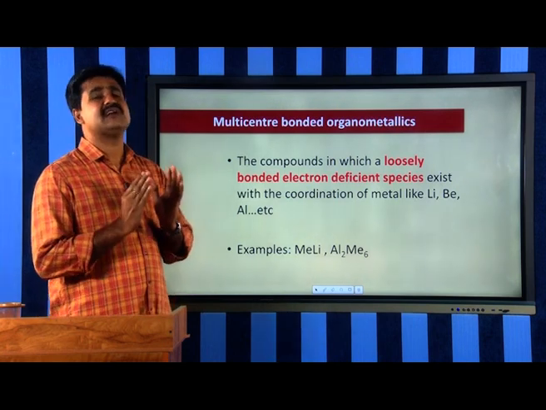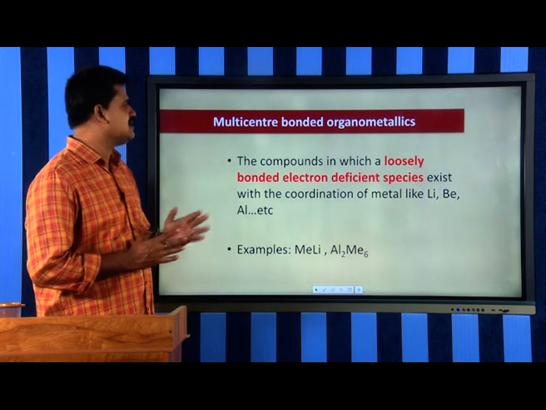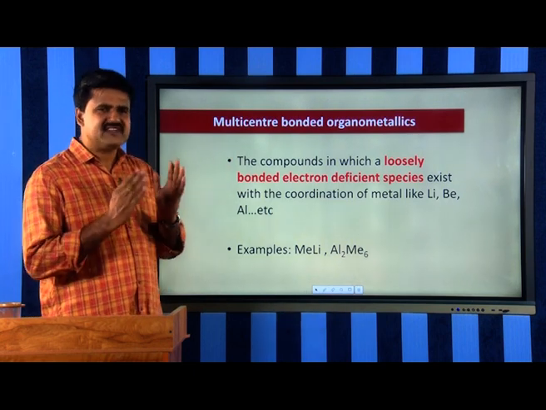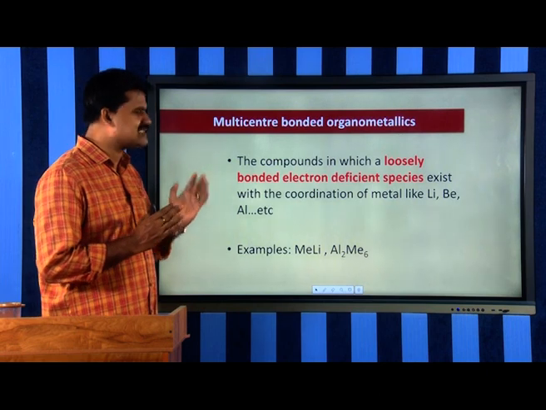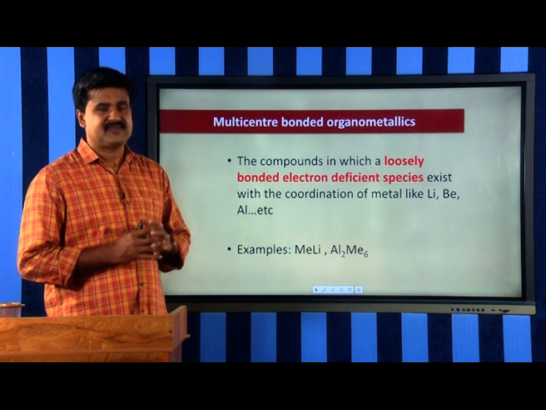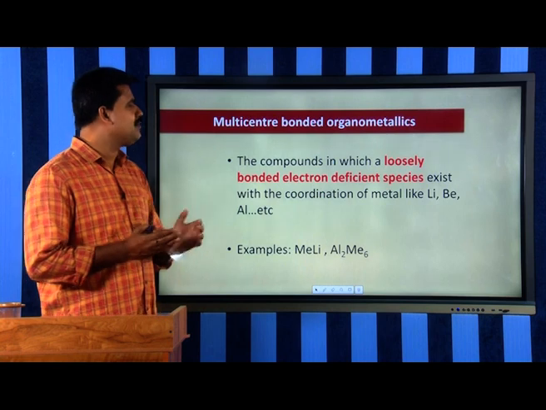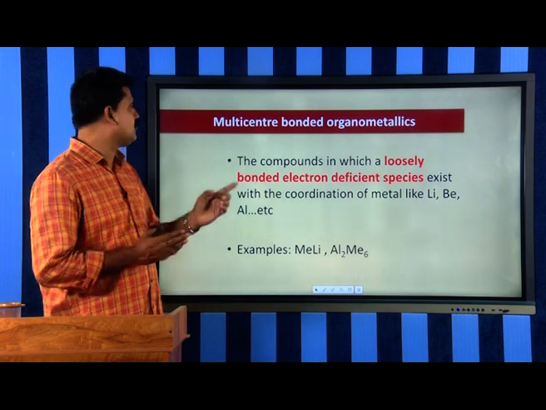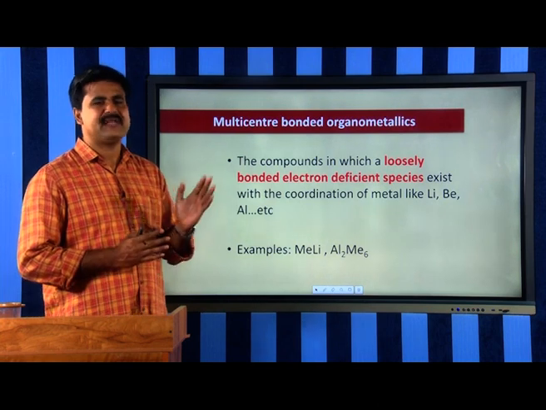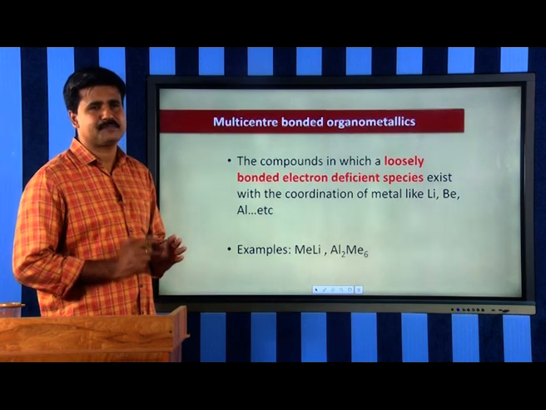Multicenter bonded organometallic compounds are the last category. Here, in these compounds, there is a loosely bonded electron species that exists with the coordination of metals like lithium, beryllium, aluminum, etc. That is, organometallic compounds of lithium, aluminum or beryllium preferably form multicenter bonded organometallics. Examples include methyl lithium, Al2Me6, that is hexamethyl aluminium.